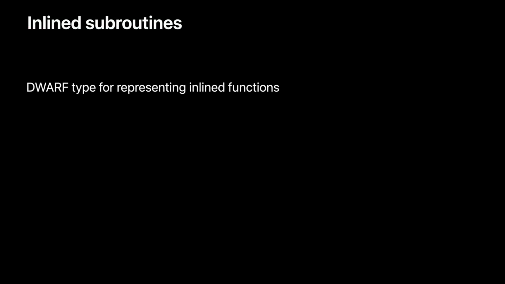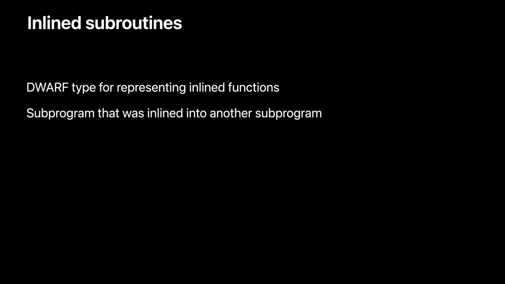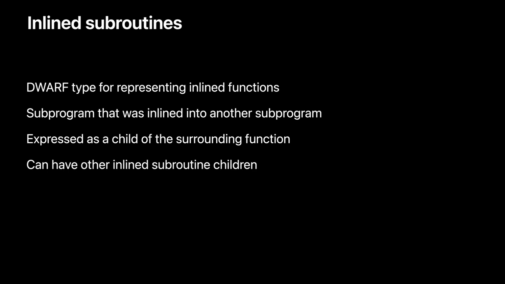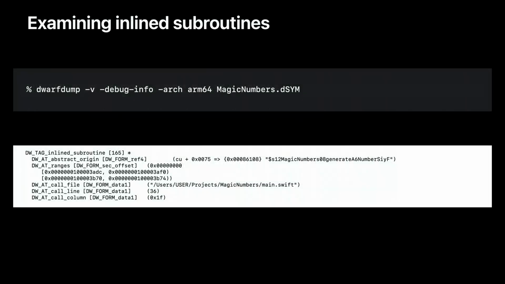Dwarf represents this with an inlined subroutine. This is the third and final vocabulary type for dwarf that we'll discuss today. An inlined subroutine is a subprogram, so it's a function, that was inlined into another subprogram. Since an inlined function is completely engulfed by another node in the relationship tree, the inlined subroutine is a child of that node. This definition applies recursively too, meaning that an inlined subroutine can have other inlined children.